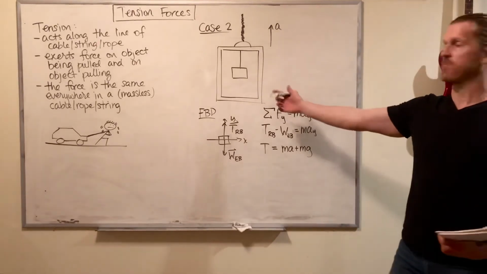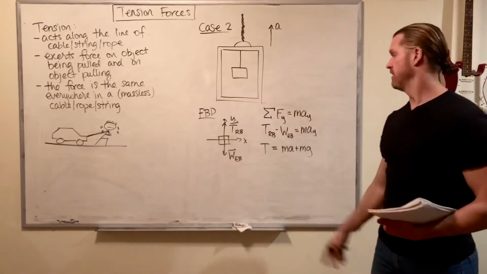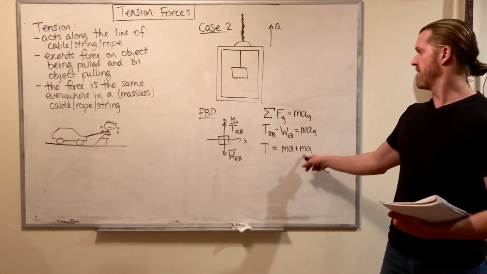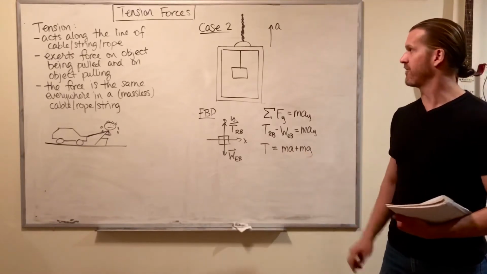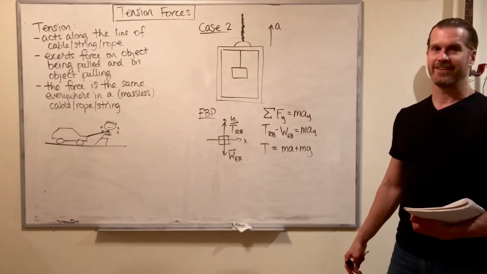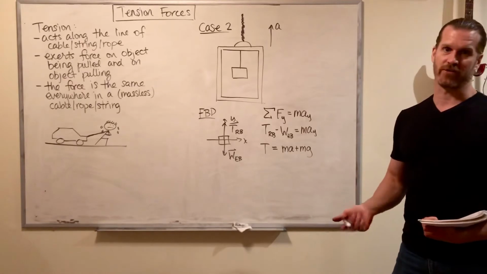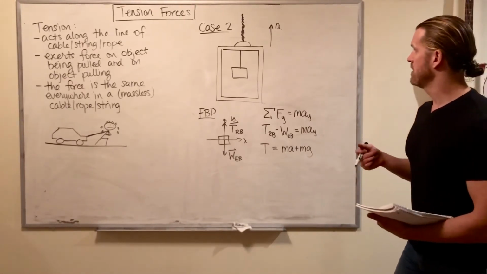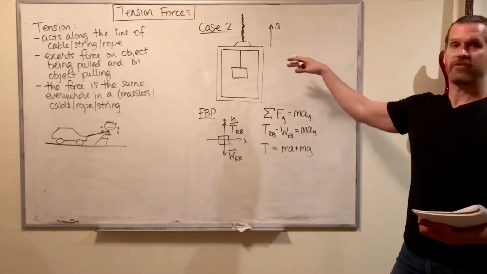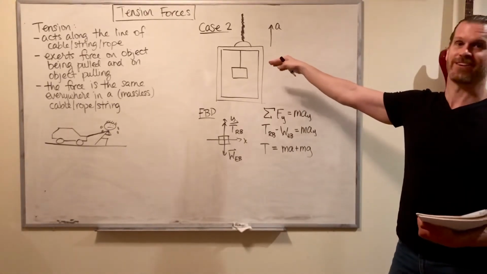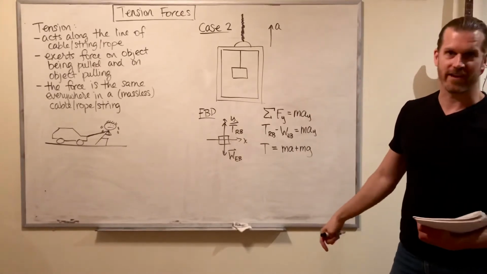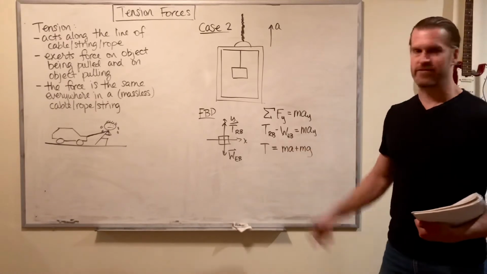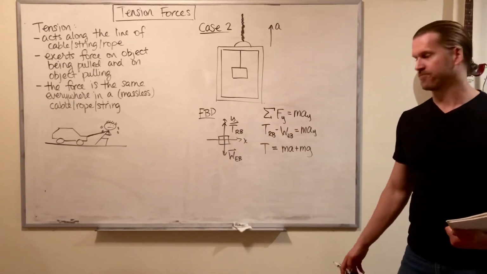So in our previous example, where this thing was sitting still, the tension force was just mg. But now, it's mg plus ma. There's greater tension, because it not only has to support the block's weight, but it has to accelerate it upward. If this elevator were accelerating downward instead, this a would be negative, and the tension force would be smaller.